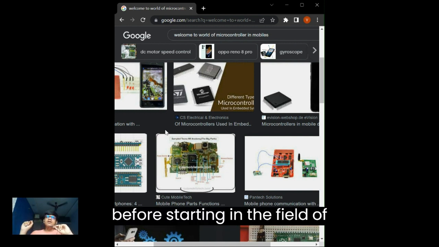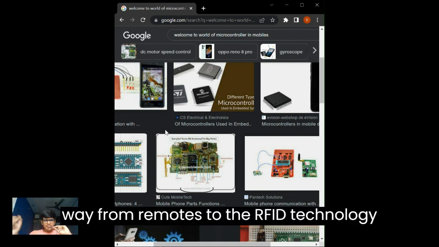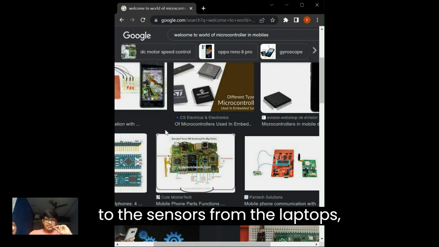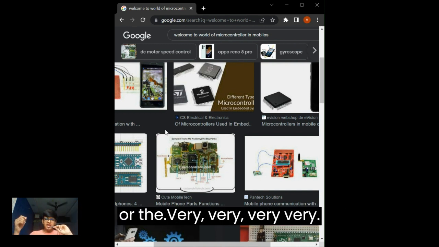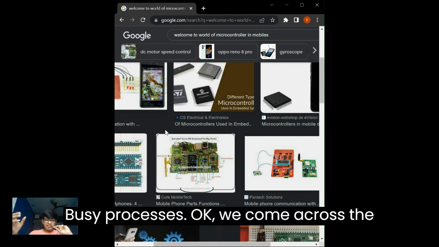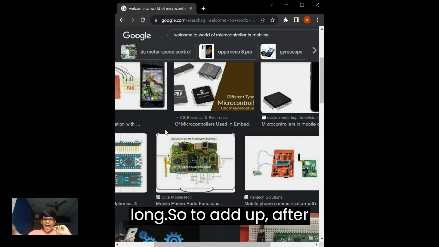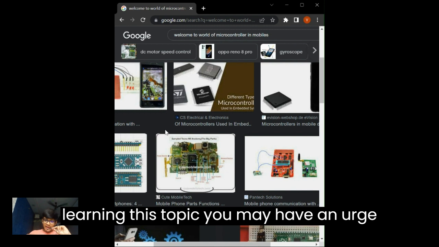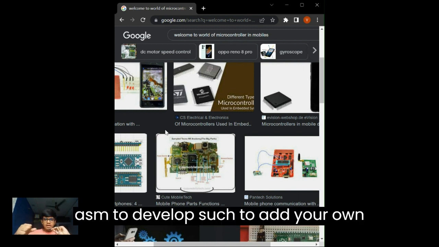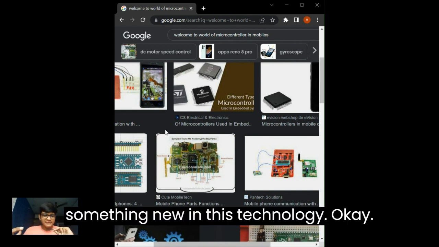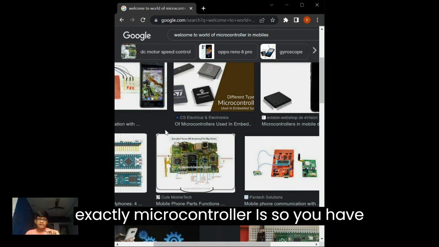Before starting, in the field of technology, we have come a long way, from remotes to RFID technology to sensors, from laptops, mobiles, websites you use, the computers, or the very busy processors. After learning this topic, you may have a great enthusiasm to add something new of your own in this technology field. So I'm starting with what exactly a microcontroller is.